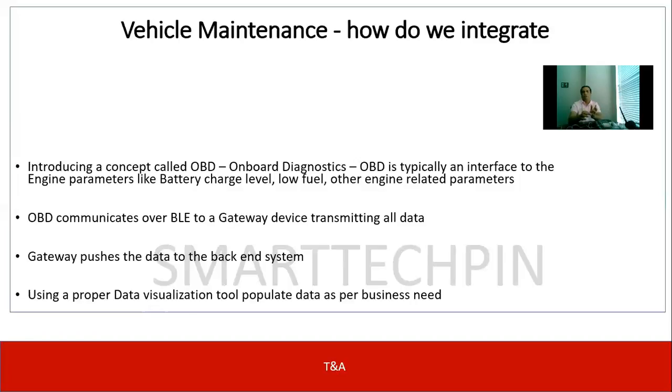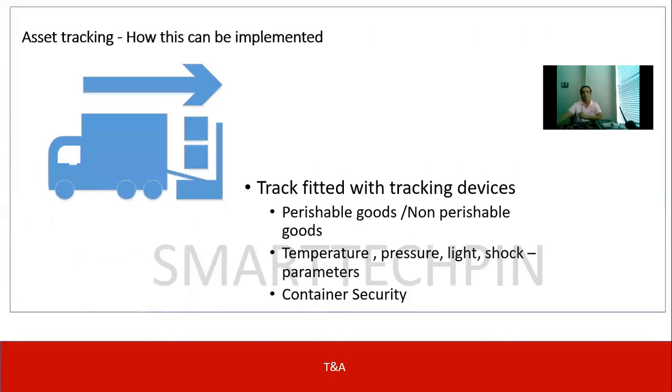If there's a low battery charge level, you can always do some rectifications. You can check the battery, the water or the battery cells or whatever it is. So you can do a lot of preventive maintenance. So this saves a lot of money for the fleet owners. So OBD is one of the integrations through which you can retrieve all the data from the truck or the car. So this is about the vehicle maintenance.